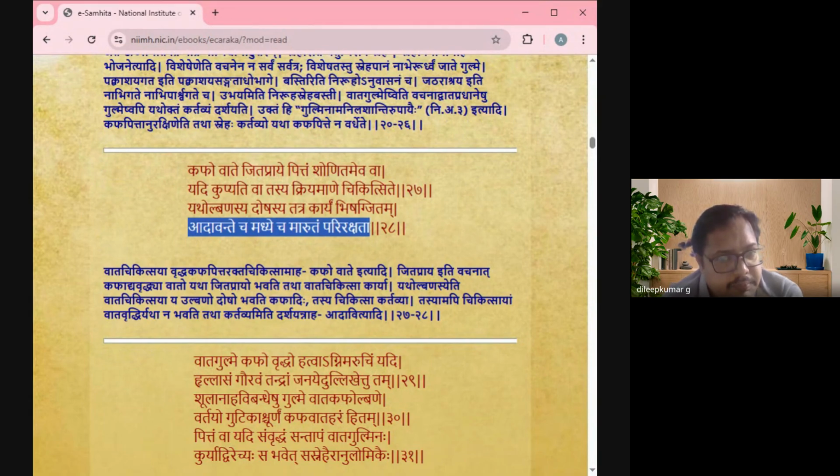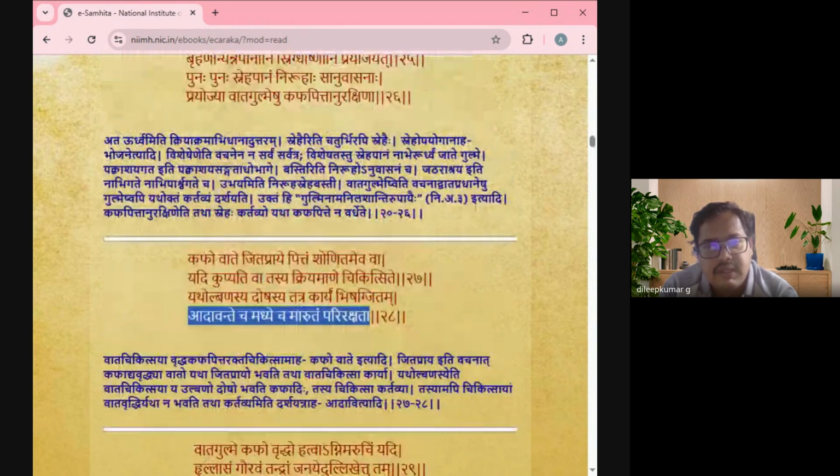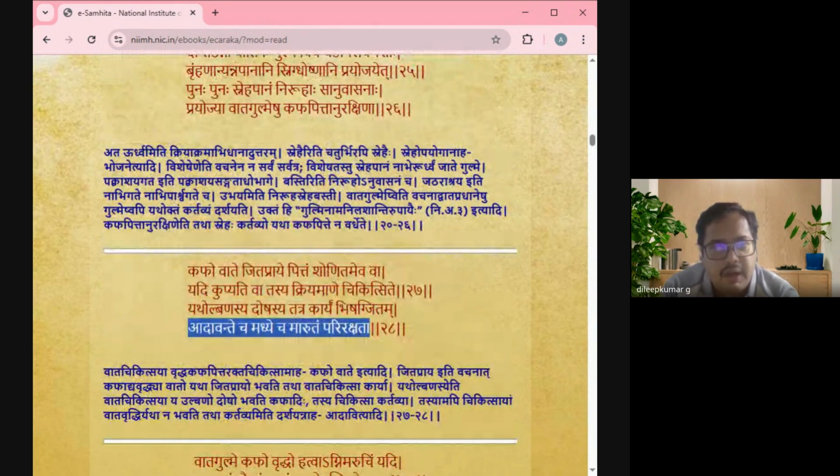There are some special things like Punaha Punaha Snehapanam, Punaha Punaha Niroha Anuvasana. It is in the context of... So a question like this may arise also. Usually it was the style of Jamnagar line of questioning. Previously there were separate examinations for Jamnagar, BHU, Jaipur, etc. In Jamnagar and Jaipur, they used to ask this type of question: Ado ante cha madhye cha marutam parirakshata, it is in the context of.